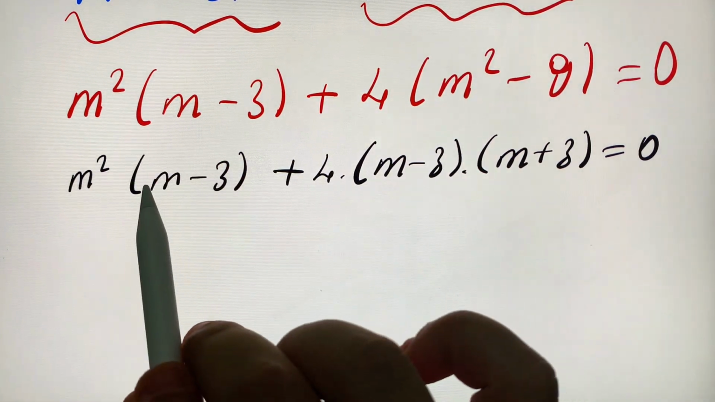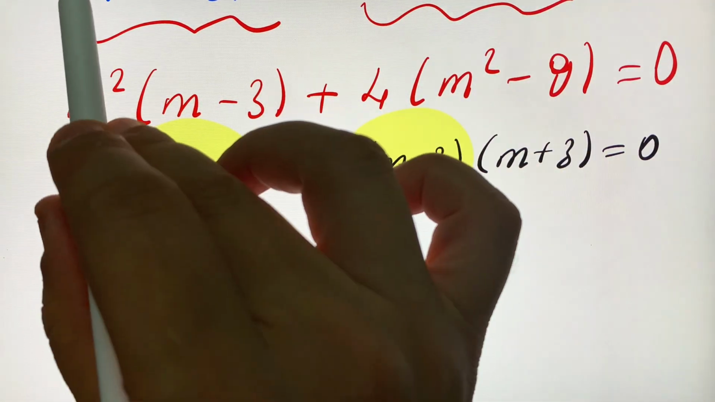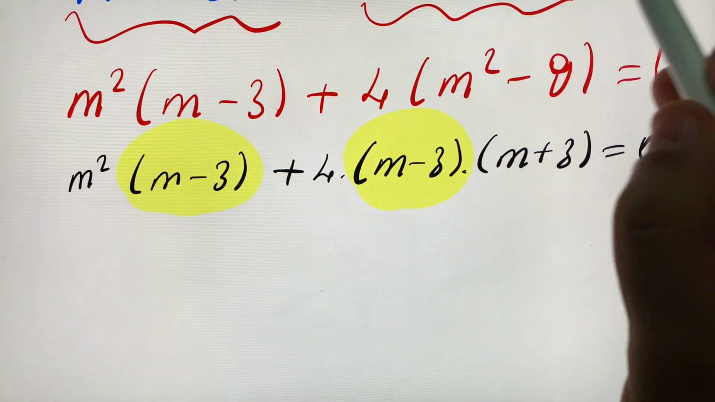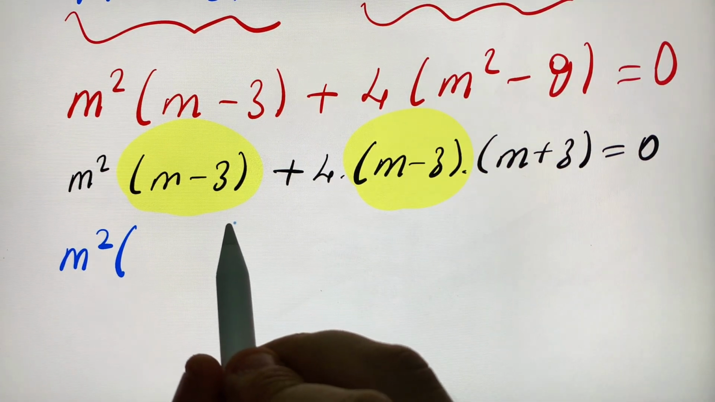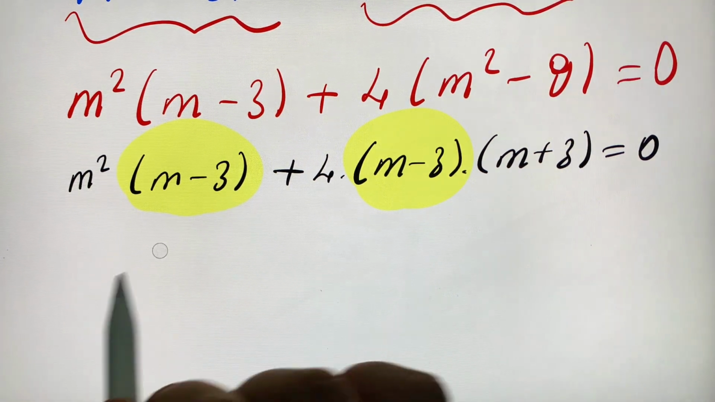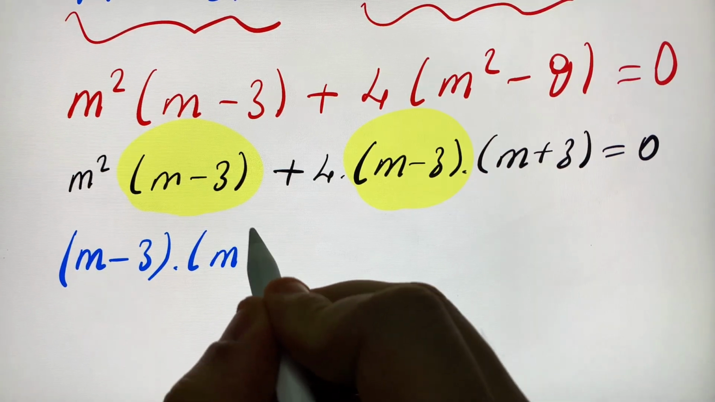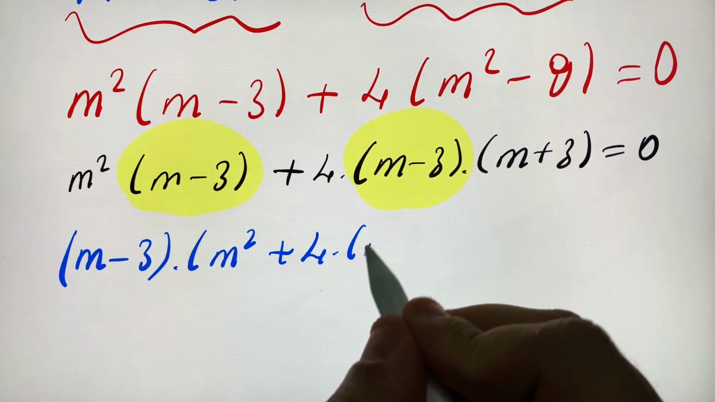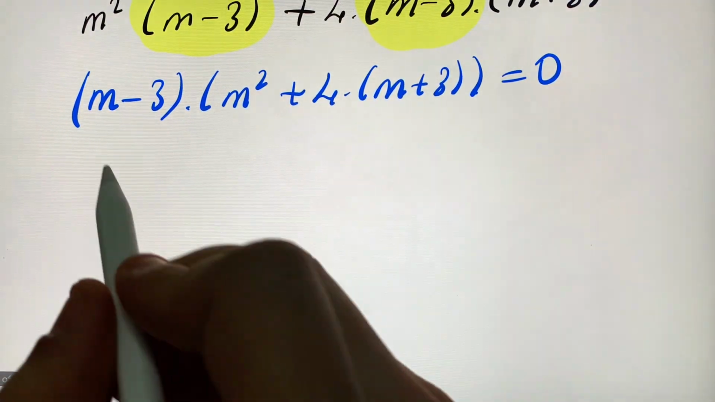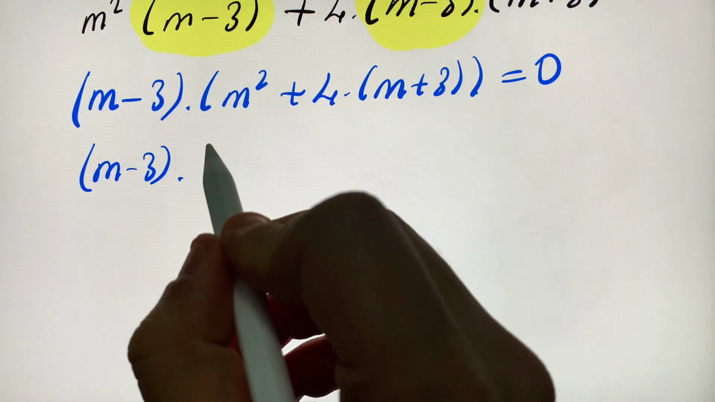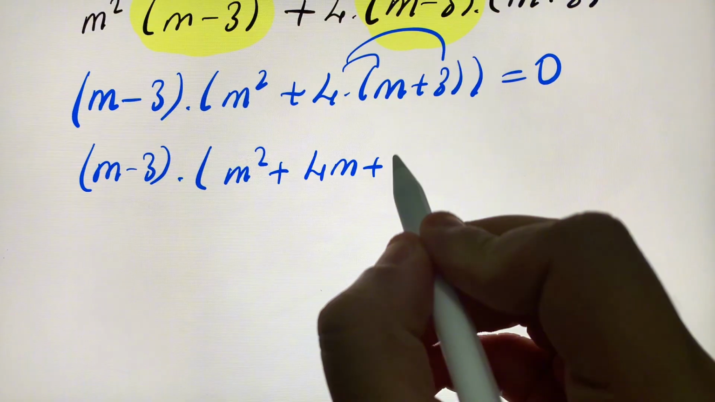Now, if you pay attention here, one factor is m minus 3. Sorry, we wrote them wrong. Let's delete them now. We were going to take the m minus 3 bracket: in the m minus 3 bracket, m squared plus 4m plus 12 is equal to 0. Then let's continue a little more: in the m minus 3 bracket, let's distribute: m squared plus 4m plus 12 equals 0.